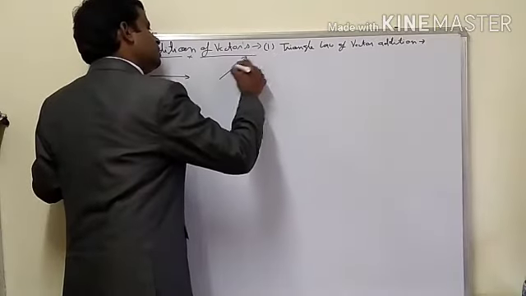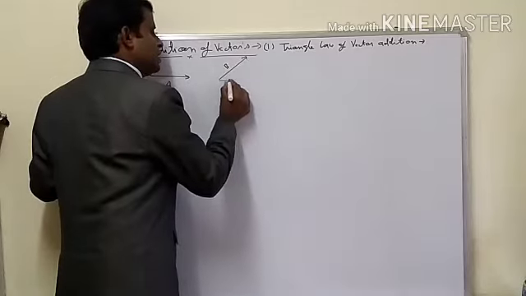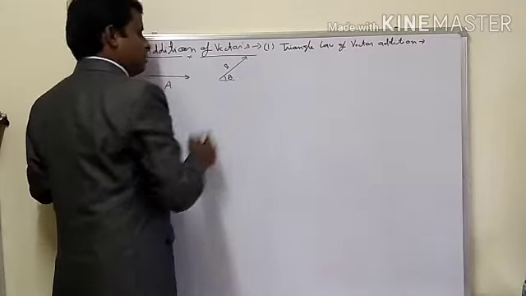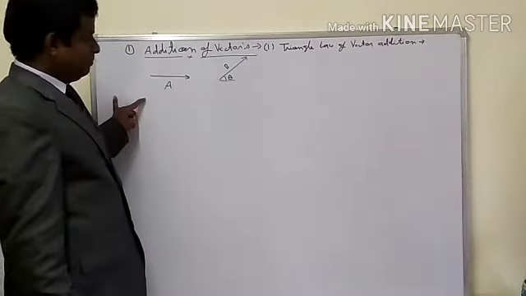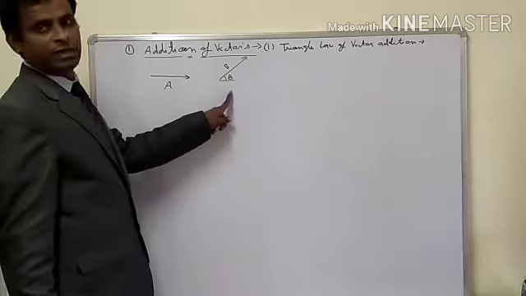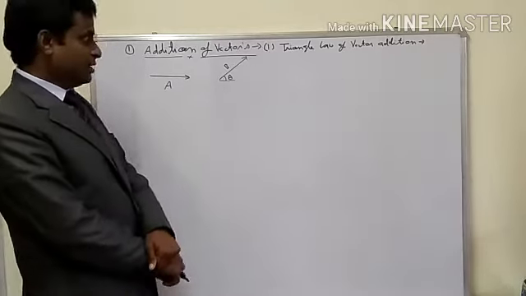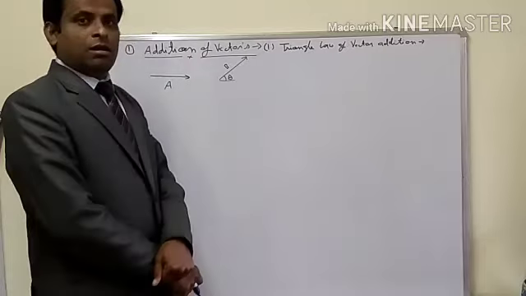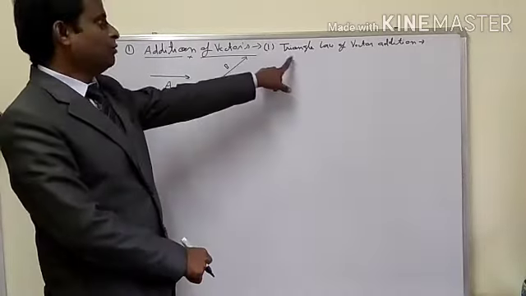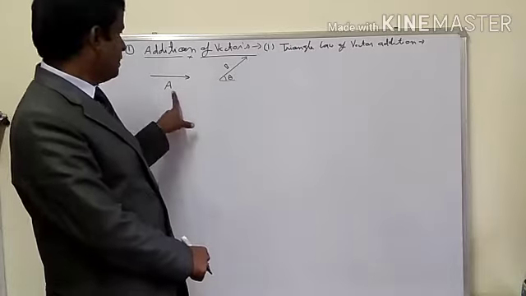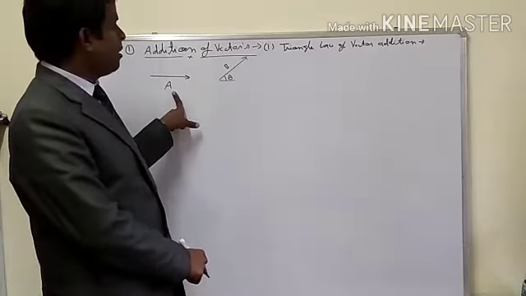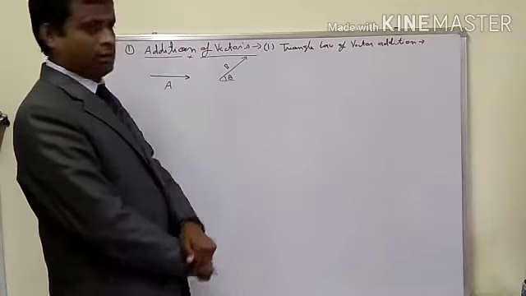In this law, we will add two vectors. Suppose one vector A is given, another vector B is given, making an angle theta with the first vector A. We want to add these two vectors. There are two laws by which we may add these two vectors. The first law is the triangle law, which is written over here, and the second law is the parallelogram law.